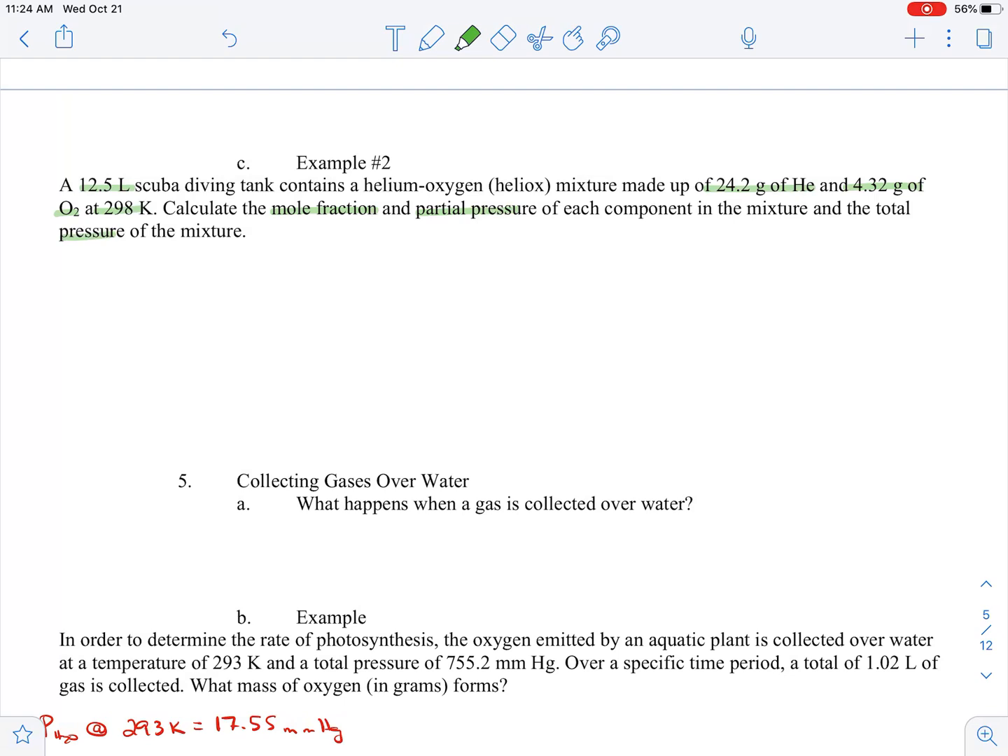Like I said, we've got a lot of stuff to do here and not a ton of space, so I apologize in advance. You may have to add this to another piece of paper or something like that.